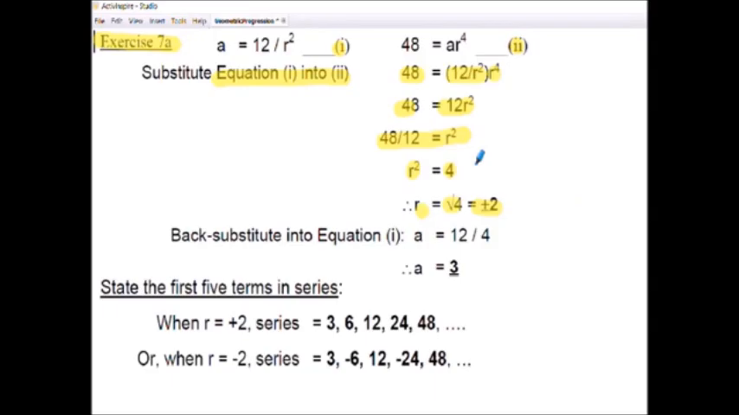If I put the value of r back into equation 1, I get a is equal to 12 divided by r squared, that's 2 squared, that gives me 4. So 12 divided by 4 gives me 3. So I've got the value of a is equal to 3. Using the value of a, I can now find the series. Using an r value of plus 2, I will get 3, 6, 12, 24, etc. And using the value of r of minus 2, I will get 3, minus 6, 12, minus 24, etc. The alternating pattern there is because of the negative r value. I'll let you think that through.